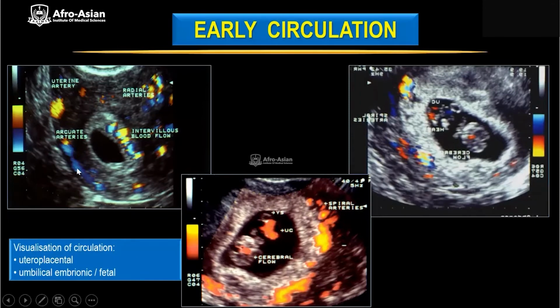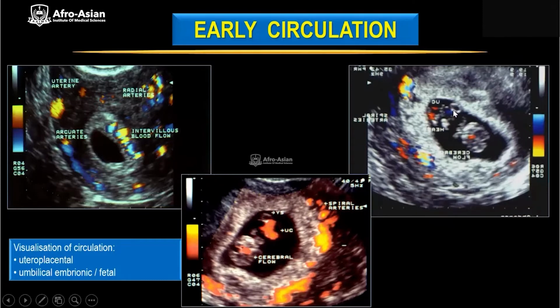Then we have the vessels, the arcuate artery. Then here we can see the radial artery, and the main uterine artery is on this side. The cord here, once we look into the sac, this is the cerebral flow, the umbilical cord, the yolk sac is here. We can see the spiral arteries with excessive flow. So the whole of this is the sac, the inner wall and outer wall.